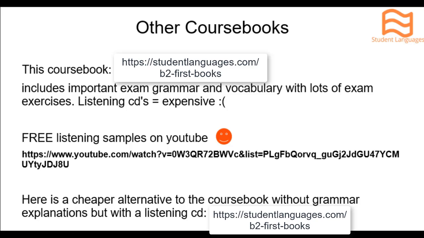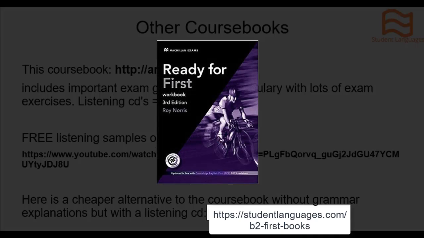Then there's also this workbook, which is an alternative to the course book, or you could buy both of them, the course book and this book. This one, however, doesn't have the grammar explanations, but it does have a listening CD with about 14 different listening tracks. So that's also a good alternative if you don't want to buy the listening CDs for the course book above. And if you type this into your web browser, you can find this book here.